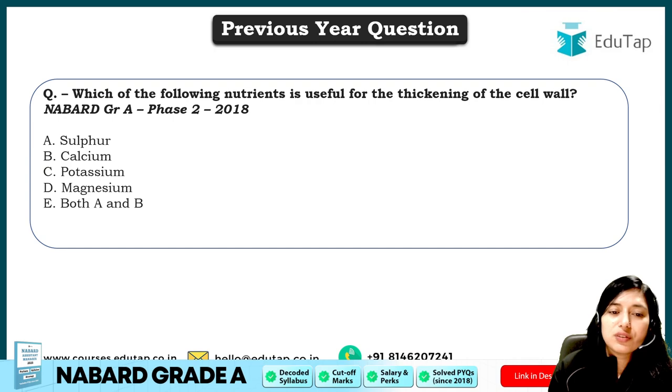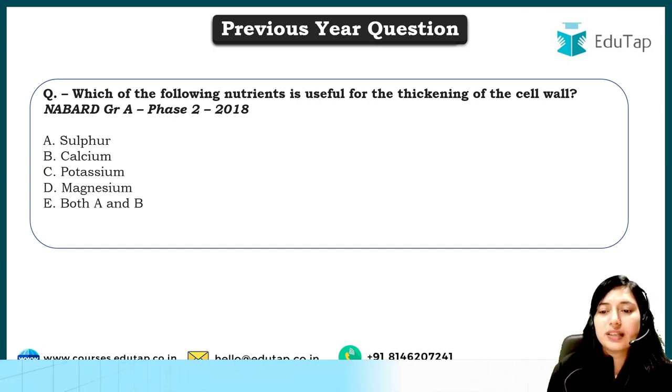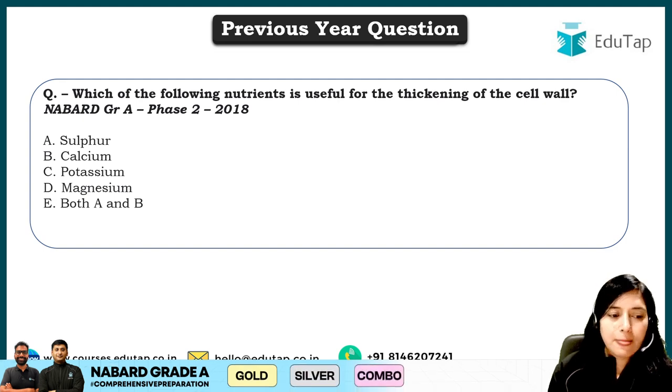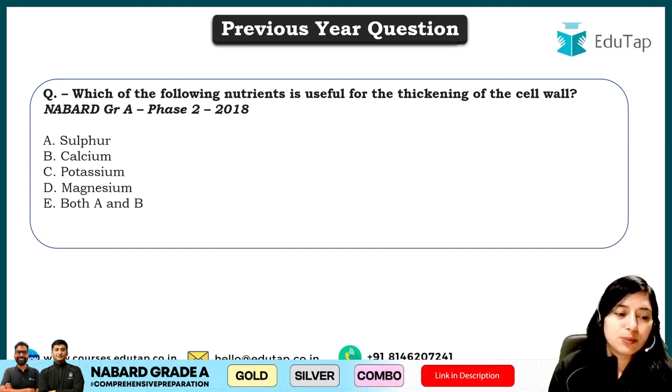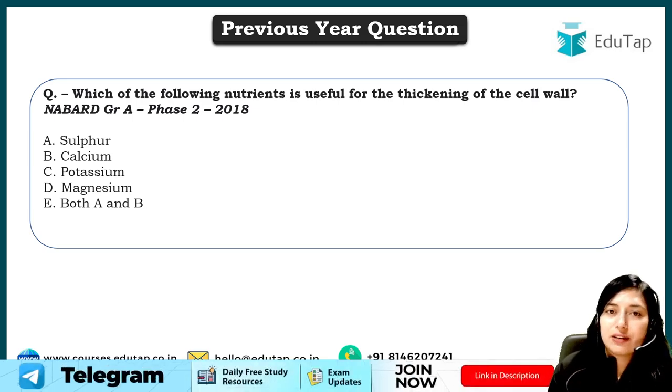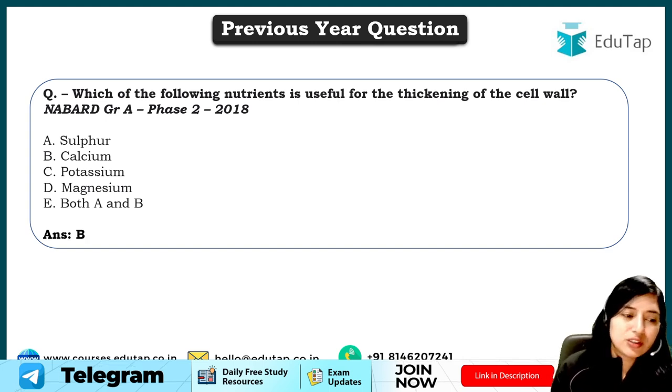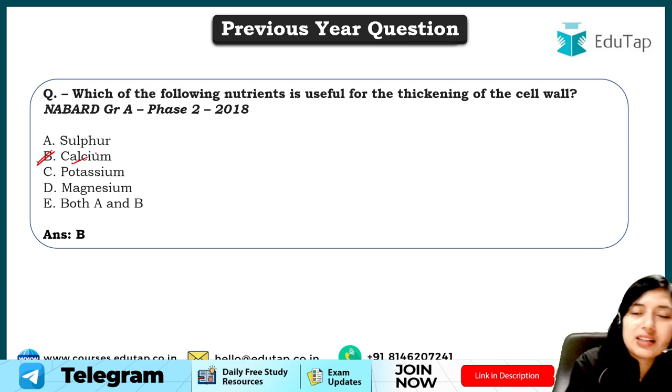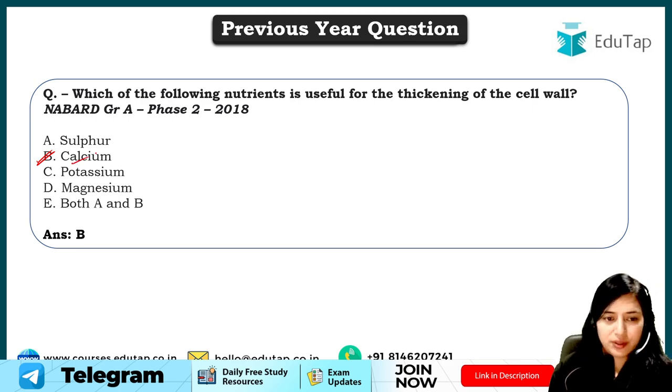Chalo. Next question is, which of the following nutrients is useful for the thickening of cell wall? ठीक है. So options are sulfur, calcium, potassium, magnesium, both A and B. I have told you, thickening of cell wall, maintaining the integrity of cell wall, ये किसका काम था? It was the role of calcium. Clear? Answer will be calcium.